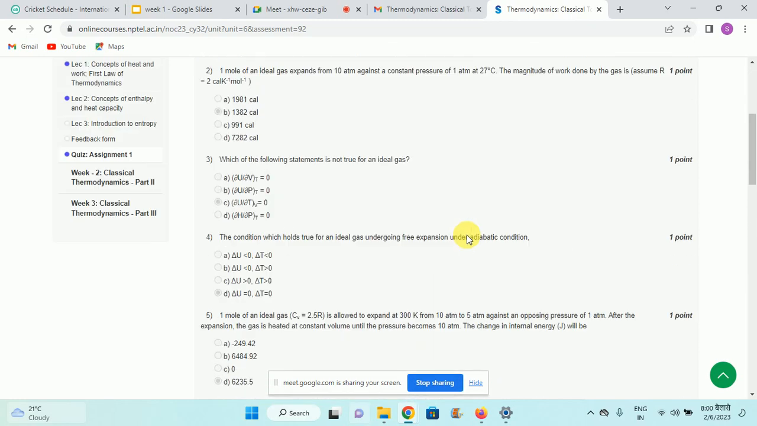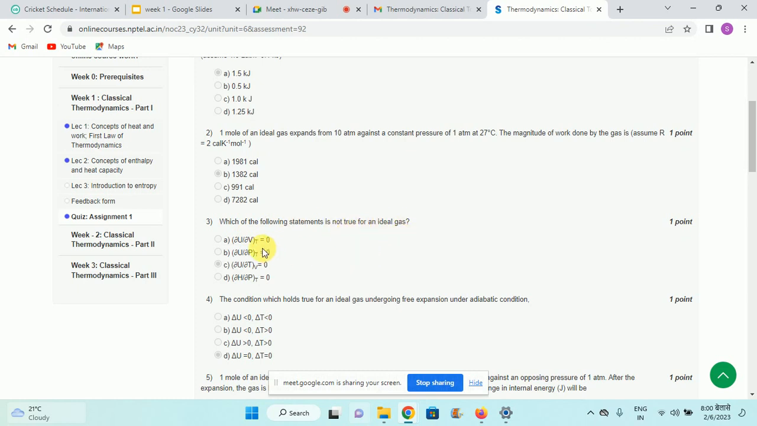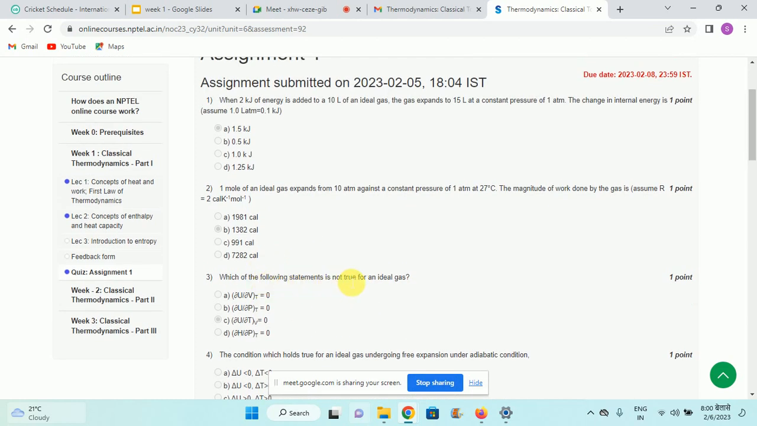Okay, question 3 only, no? Which of the following statements is not true for an ideal gas? For an ideal gas, enthalpy and entropy at constant temperature, both are 0. So apart from that, there is only one option, C, that is not correct. Option A, option B and option D are all 0, so they are all true, and option C is not true.